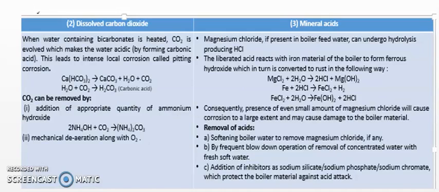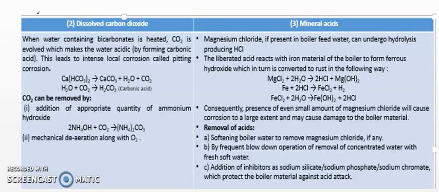Now, the second cause of boiler corrosion is dissolved carbon dioxide. When water containing bicarbonates is heated, carbon dioxide is evolved, which makes the water acidic by forming carbonic acid. It leads to intense local corrosion called pitting corrosion in boiler material. Water and carbon dioxide react together and form carbonic acid.